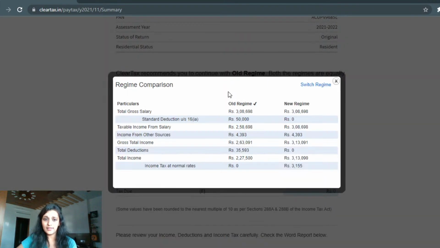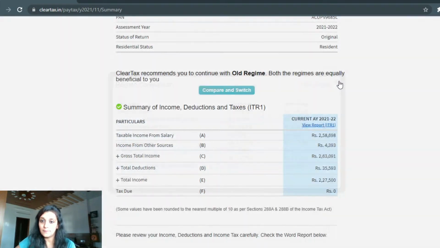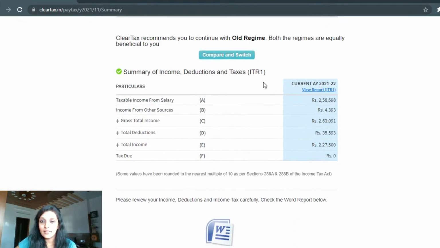If you want to see the comparison table, just click on compare and switch and you will see that the old regime contains this data and the new regime has this data. If you want to switch regime, you can click on switch regime and proceed. It will show which ITR form is applicable to you. As per the data of Form 16, ITR 1 was applicable, so the software is suggesting ITR 1.